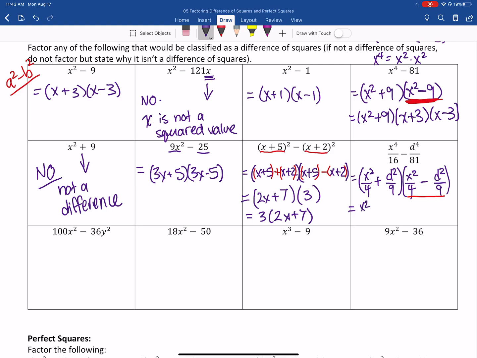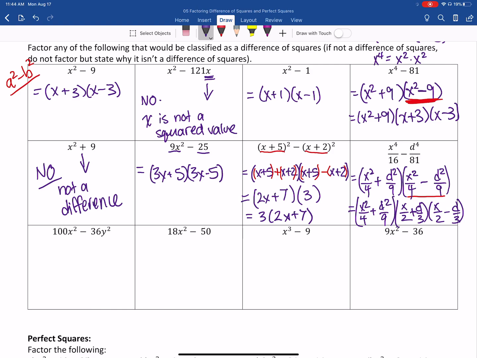So we keep the first one. And then the second one, do the same thing. So we've got x over 2, and then d over 3, 1 plus, 1 minus. Now we're done. Full marks, fully factored. Good job.